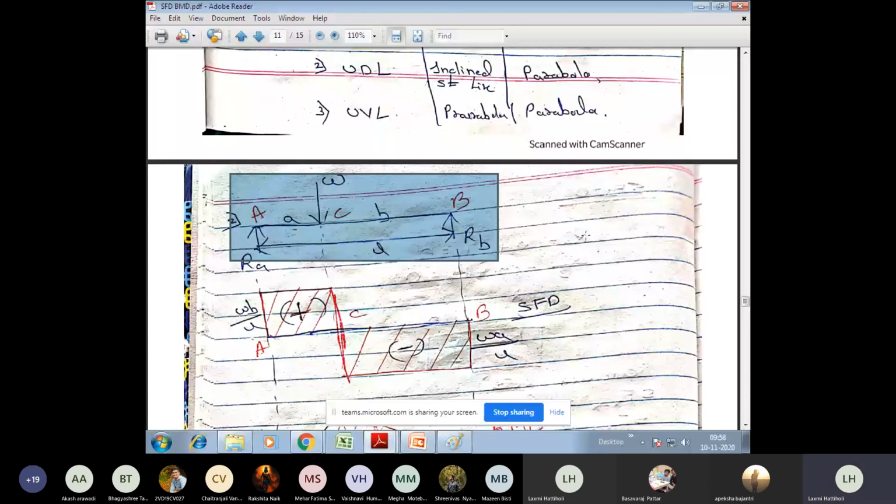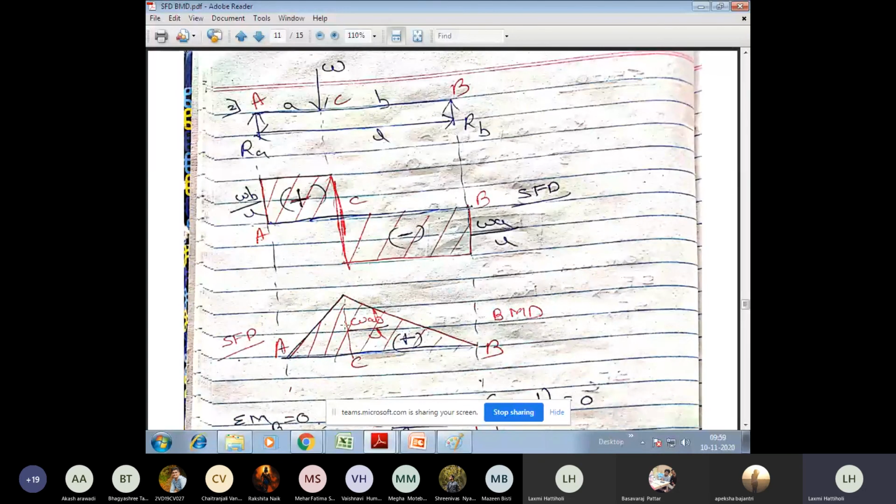The only difference between the previous diagram and this diagram is that there W was acting at the center. Yes, very correct. But here I have taken W not at the center, but at a distance of small a from A to C and small b from C to B. Have you understood this? This is the only difference. Rest all the procedure remains the same. In fact, the diagram remains the same, but you will not get the maximum at the center.